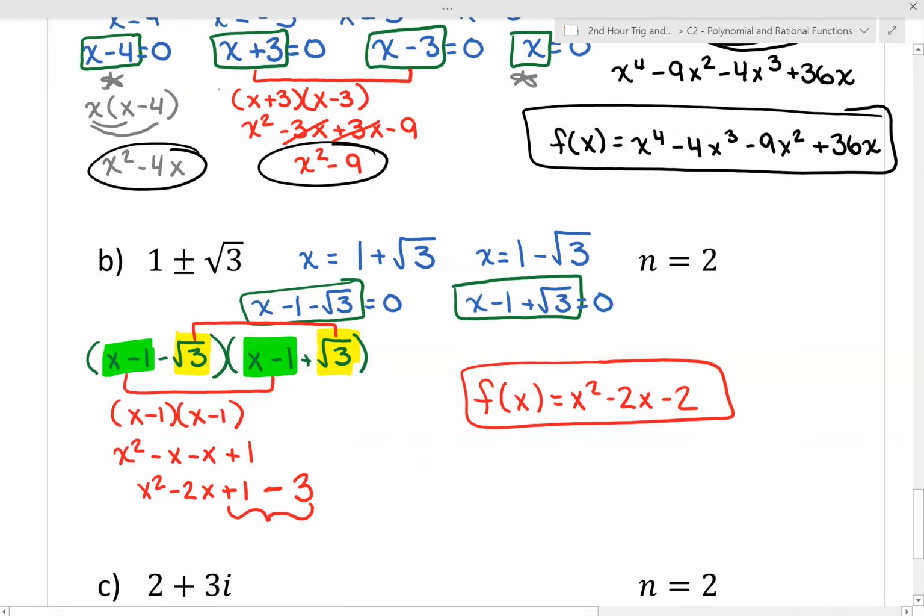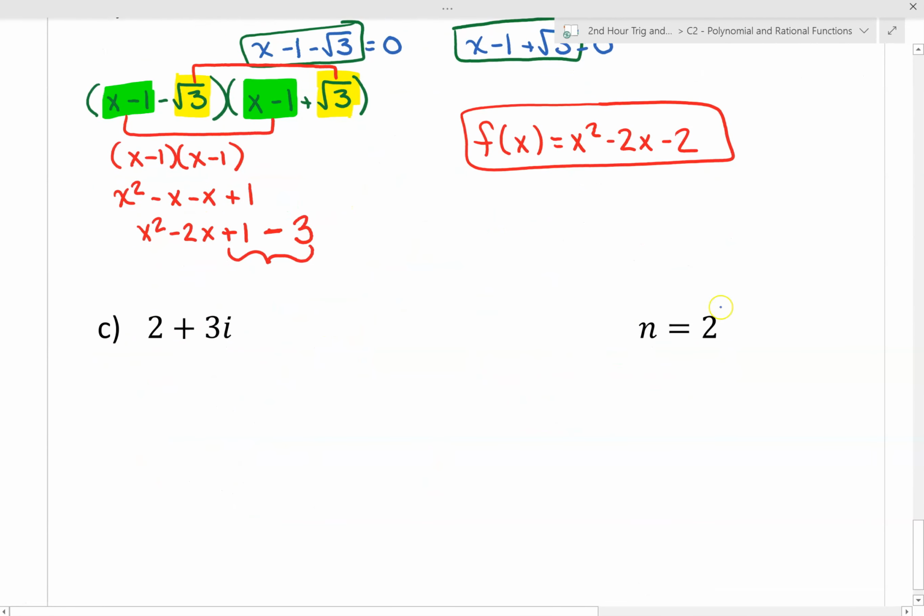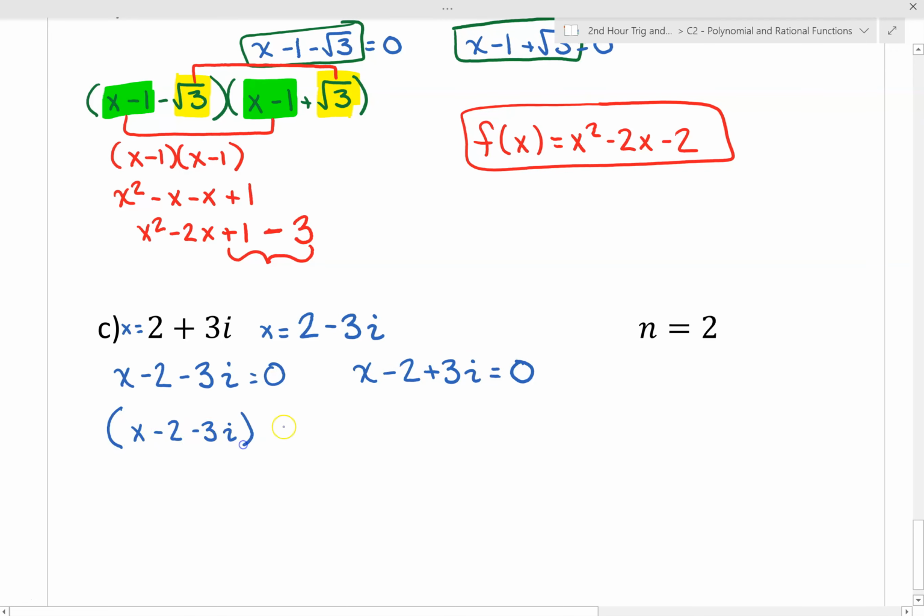Okay, let's look at this last one. So this last one says we should have 2 zeros, but we only have 1. That's because you should know that imaginaries come in pairs. So if I give you 2 plus 3i, you should know that the other one is 2 minus 3i. Squeeze in those x equals. Now we got to change them to factors. So that means this would be x minus 2 minus 3i, this would equal 0. And this one would be x minus 2 plus 3i equals 0. So we're going to go put those in our parentheses.